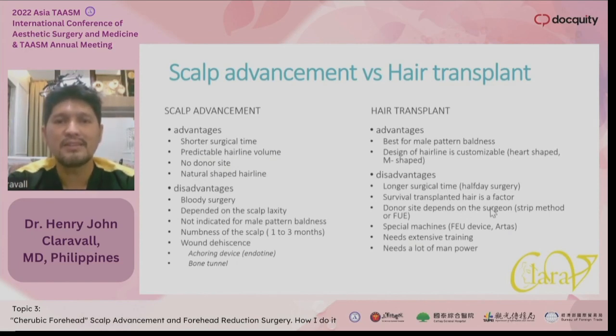Survival of the transplanted hair is always a factor. Not all hairs will survive. The donor site will also depend on the surgeon. There are two ways to harvest the hair, either the strip method or the FUE method. You also need special machines like the FUE devices, and sometimes you need ARTAS. You need extensive training while using these machines.